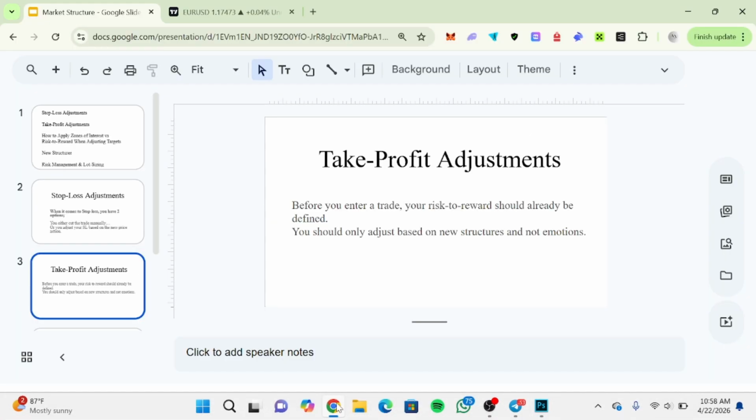Now, here is where a lot of traders get it wrong. They start adjusting these targets based on emotions. They push it further because the trade looks good. You shouldn't let your emotions get the best of you as a trader. So adjusting targets based on emotion is a complete no. You shouldn't be doing that. And like I said, this is where a lot of traders get it wrong.